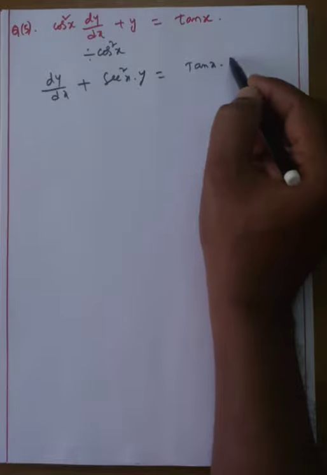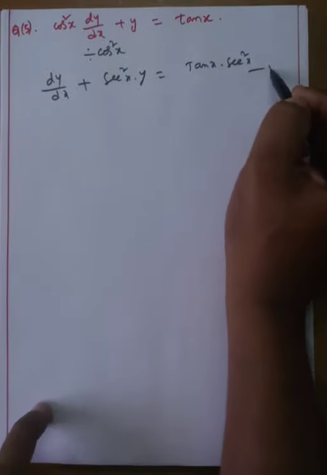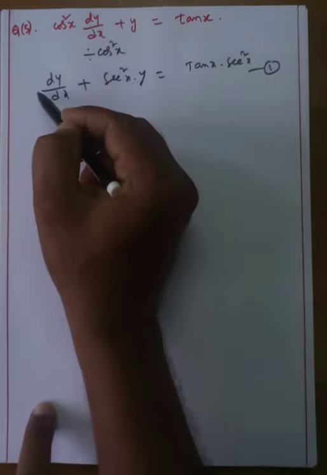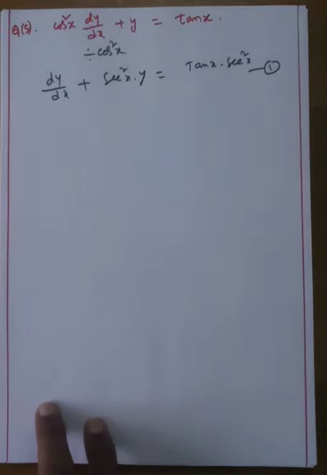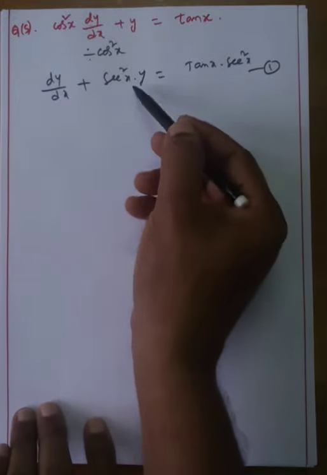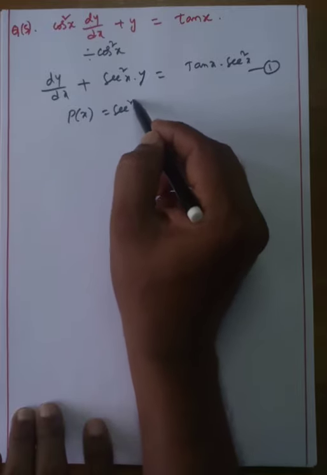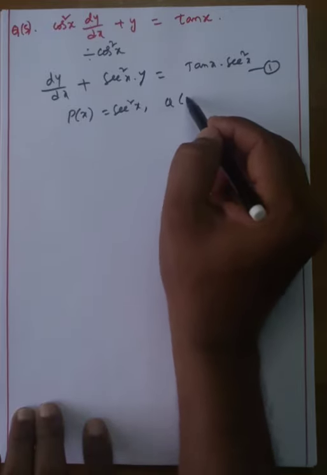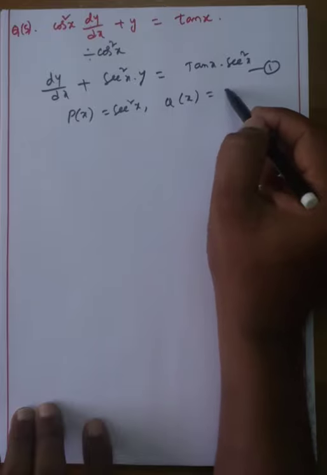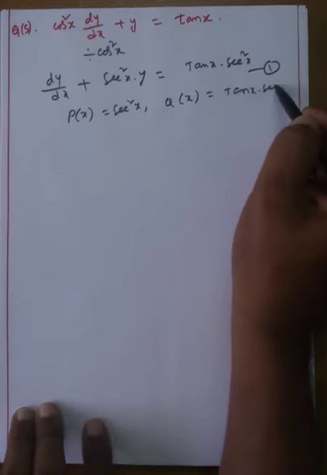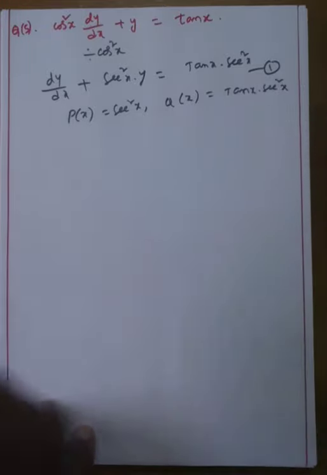Tan x into secant square x dx. The coefficient of dy by dx must be 1. After that we will compare with dy by dx plus p of x into y. Here p of x is equal to secant square x, and q of x is equal to tan x into secant square x. Okay, my dear students, observe that.